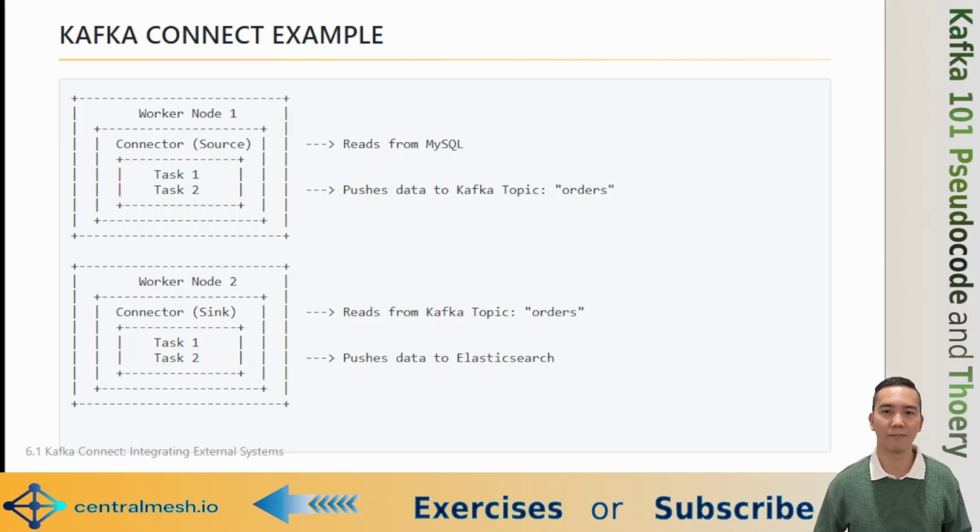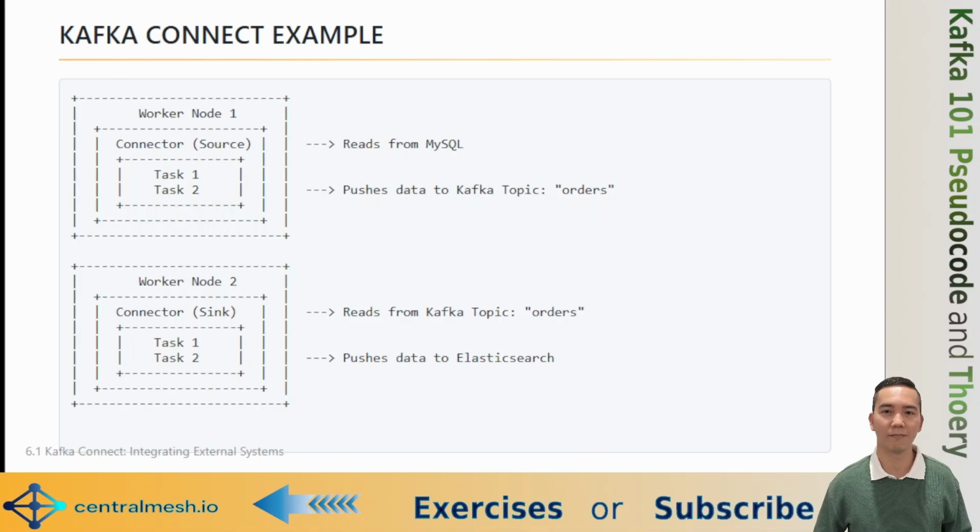The actual work is done by connectors. They are like smart adapters that handle the details of connecting to external systems. In our case, we use a JDBC source connector to pull data from MySQL and send it to Kafka. Then an Elasticsearch sink connector picks up the data from Kafka and writes it into Elasticsearch.